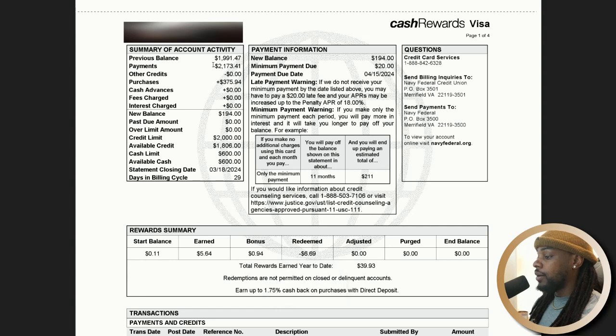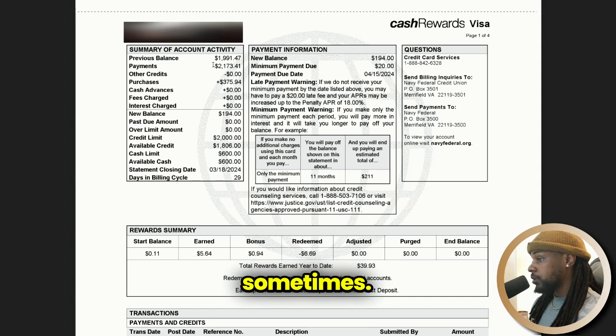Now, that strategy may not work for everybody, but I've seen people do it at the banks that I've worked at. It works sometimes. I'm not saying you should do that. I'm just saying that it works.